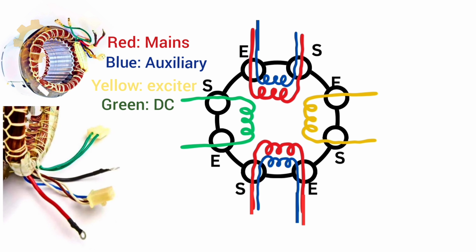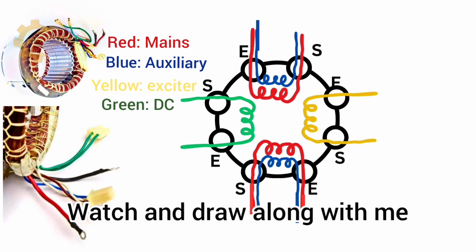Then we can see S and E write-ups on the slots. It means the start and end terminals of the coils. The entire connection of every coil is done by these start and end terminals. Now let's see how our 8 wires are generated by interconnecting these start and end terminals.